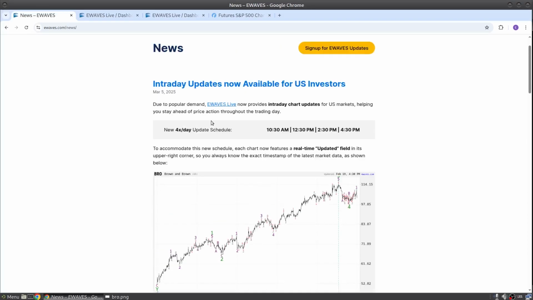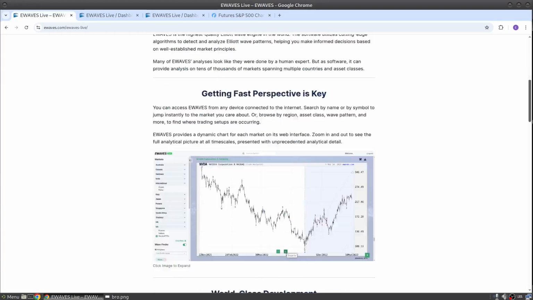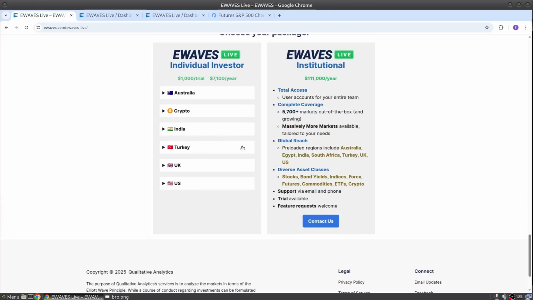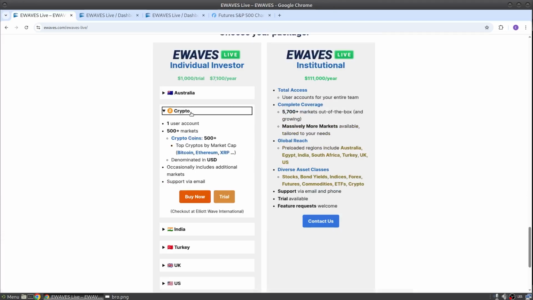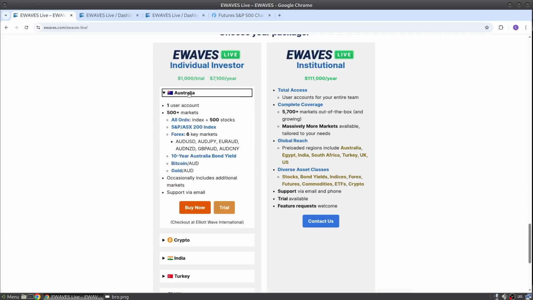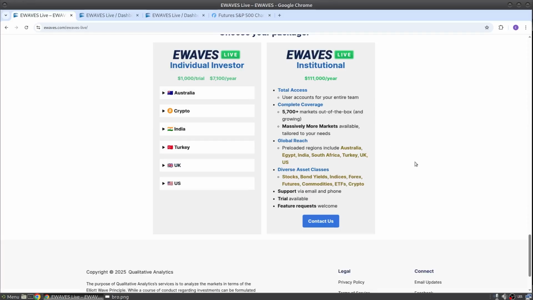Now, we don't just cover the United States. If you go over here to eWaves Live, you can read more about it. And at the bottom, we have different packages on the individual investor side. And for example, we have a crypto package. This has about 500 crypto coins in it. We cover different regions around the world, such as Australia, India, and so on. So I invite you to definitely come take a look at what we offer.